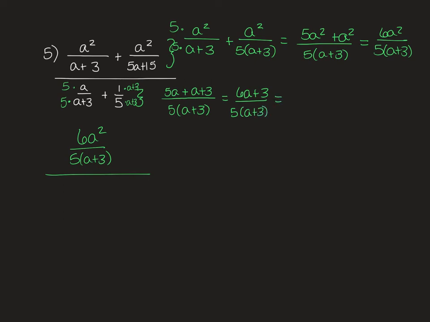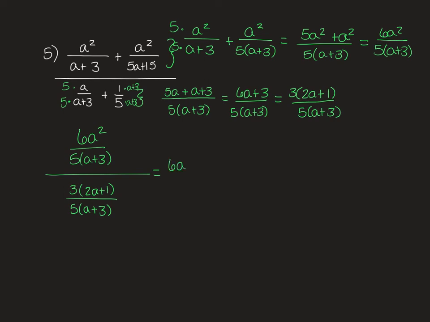Now let's go ahead and factor this. We can factor out a 3 out of the numerator, which gives us 3 times 2a plus 1 over 5 times a plus 3. This is your new denominator. So 3 times 2a plus 1 divided by 5 times a plus 3. Now we do the division.